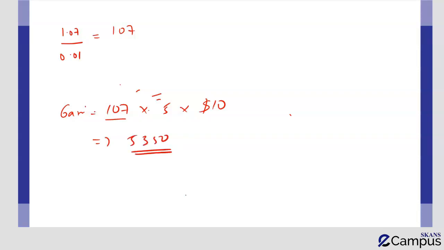So exercising this will give me a gain of 5350, and I will deduct a premium cost of 1593.75 to get the overall gain from this contract, which is $3756.25.